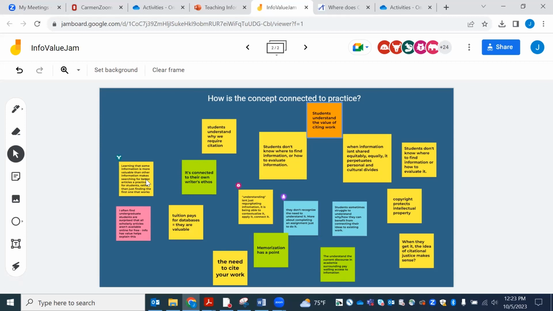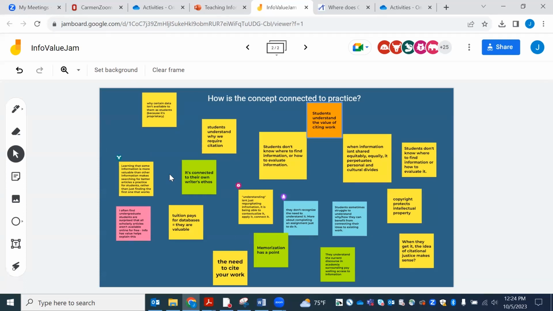Right. Let's see. Learning that information is valuable makes searching for better articles a practice for students rather than just finding the first ones. Yes, right. So understanding the actual value that they are getting from the source, that it's worth more to them to take the time to find a really good information source than to use a less good source that they can find easily. Absolutely. Someone wrote, when information isn't shared equitably, equally, it perpetuates personal and cultural divides. Yes, that is a great point. Absolutely.